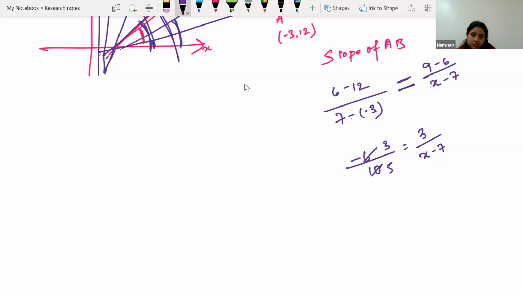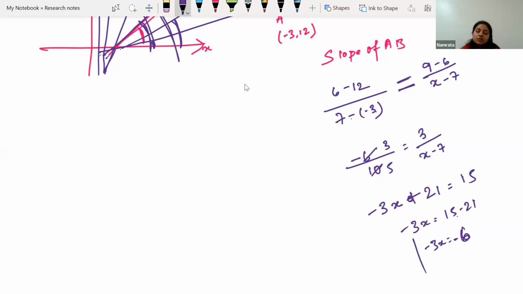Okay, you got x as 2. Let me check. Here we'll be getting minus 3x. Here it will be minus 3x plus 21 is equal to 15. So minus 3x is equal to 15 minus 21. So this is how we will be able to find the x value.